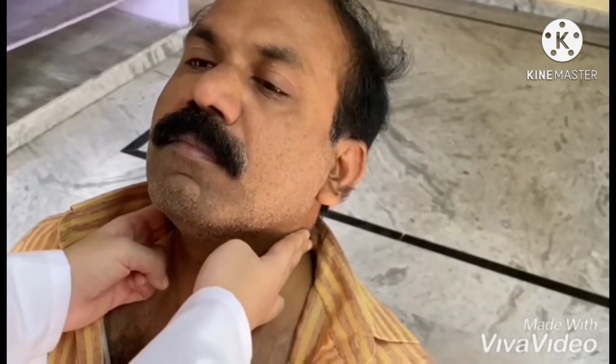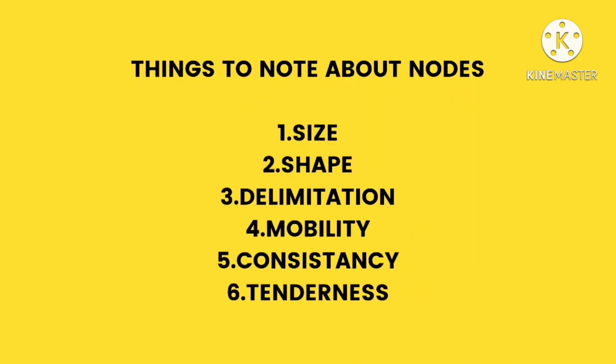Palpate the anterior superficial and deep cervical chains, including the supraclavicular nodes located anterior and superficial to the sternomastoid. Things to note about the nodes are their size, shape, delimitation, mobility, consistency and tenderness.